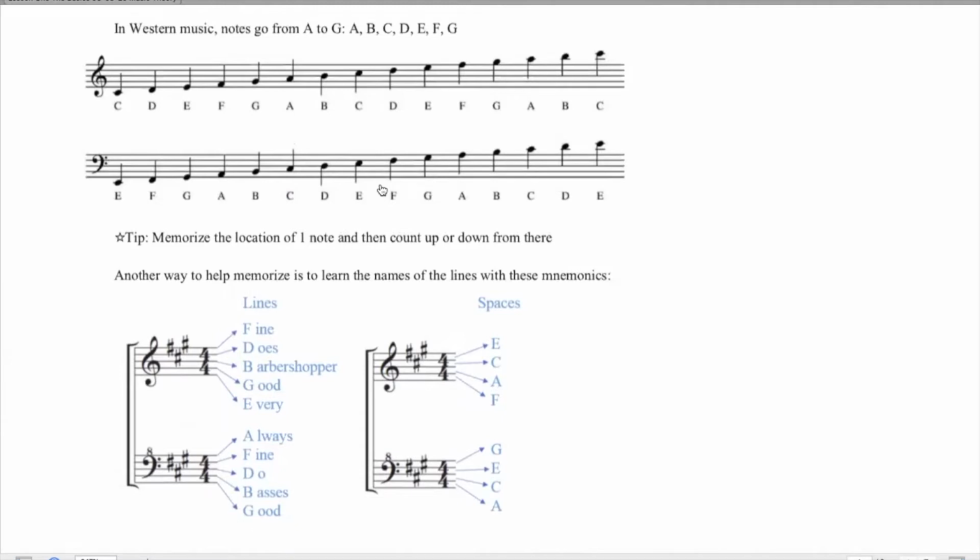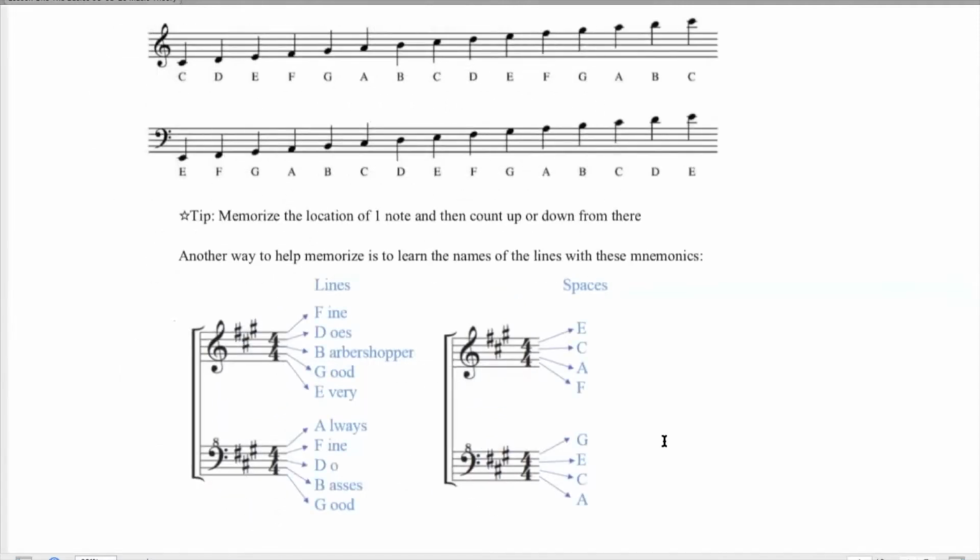In Western music, the notes go from A to G: A, B, C, D, E, F, G, and repeat. Once it has reached G, it starts all over to A again. Let's take a look at the notes for both treble and bass clef.